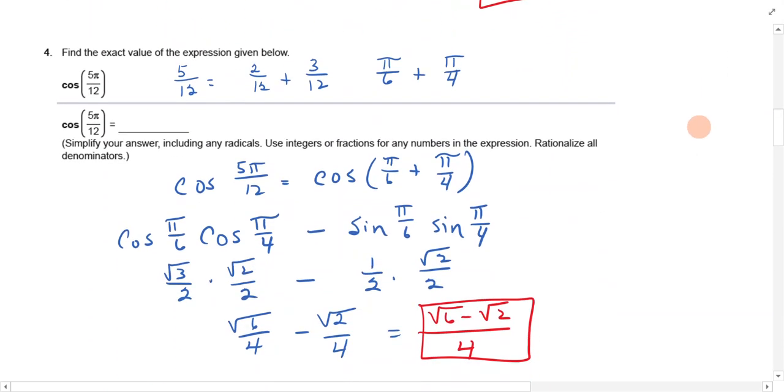Cosine of 5 pi over 12. So again, we talked about using 12s, and 5/12 is 2/12 plus 3/12. So that's pi over 6 plus pi over 4. So that's what we're going to use. And we do cosine of pi over 6, cosine pi over 4, minus sine pi over 6, sine pi over 4. Fill in your amounts, simplify, and you end up with this.